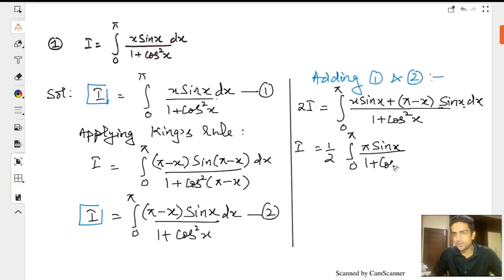And now my job is much simpler. All I have to do is put cos x equal to t and immediately realizing that this will become dt. Yes? So putting cos x equal to t, question is done.